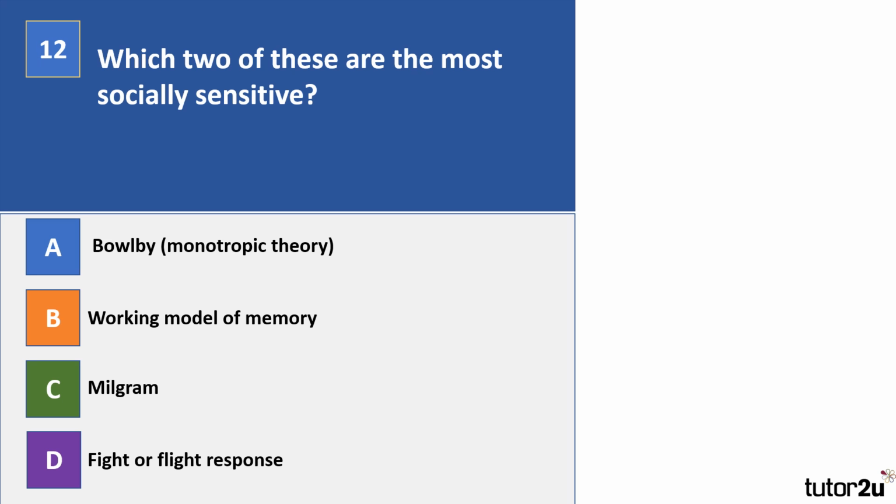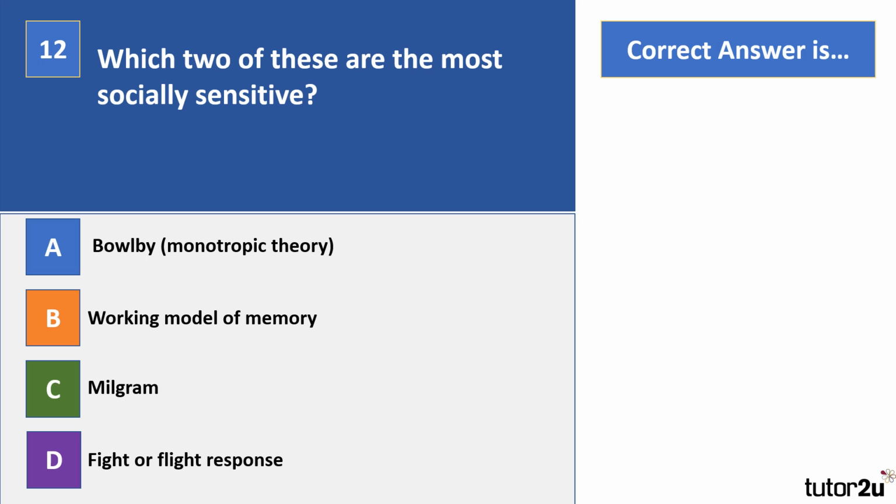All right then, I want to know which two of these are arguably the most socially sensitive. Take a moment, pause the video. Right, your correct answer I've got as Bowlby and Milgram. Remember that Bowlby's conclusion was basically that the infant needed to form an attachment during the critical period, and if it failed, there would be dire consequences.